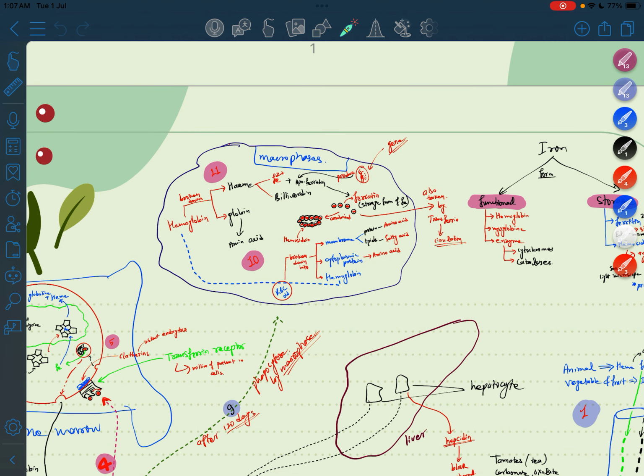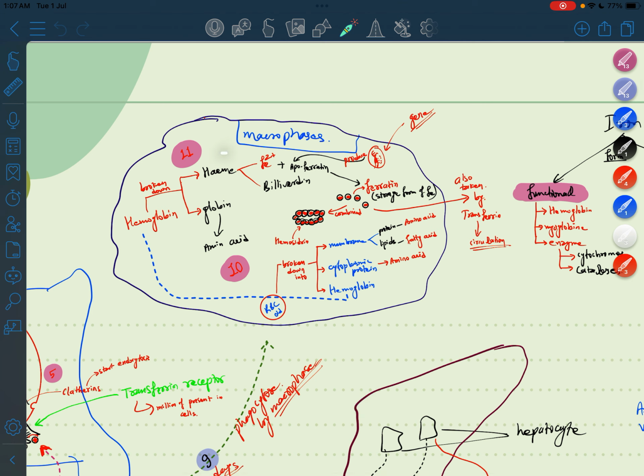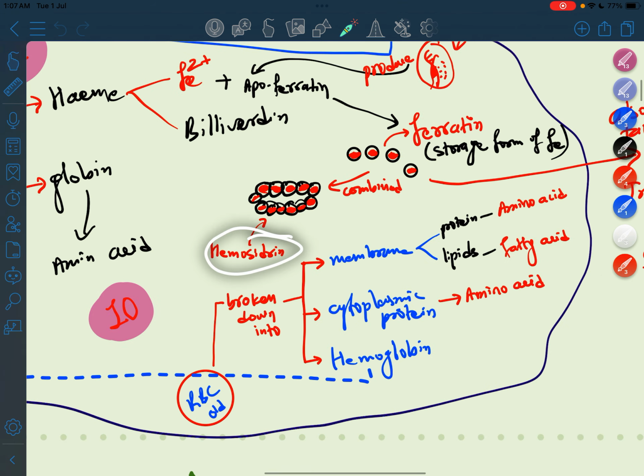And the main function: heme is converted into iron and biliverdin. This iron again, in the macrophage, there is production of apoferritin, and apoferritin binds to the iron and converts into ferritin, the storage form. And this ferritin is taken by transferrin into circulation, or it also combines and forms the hemosiderin.